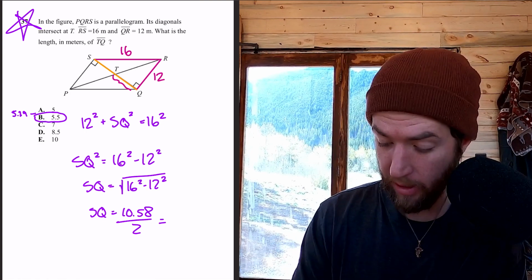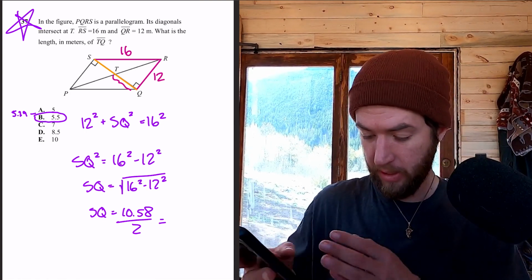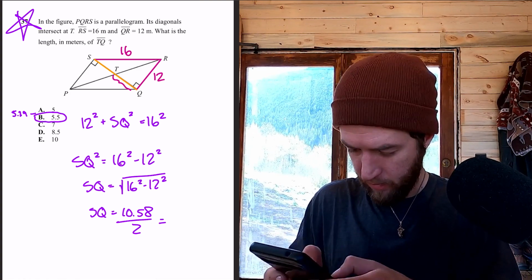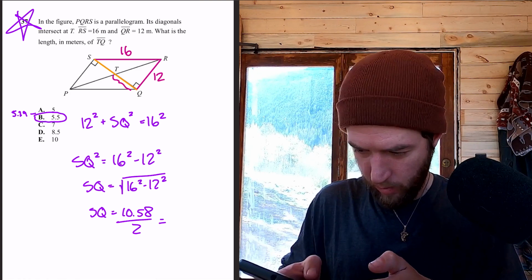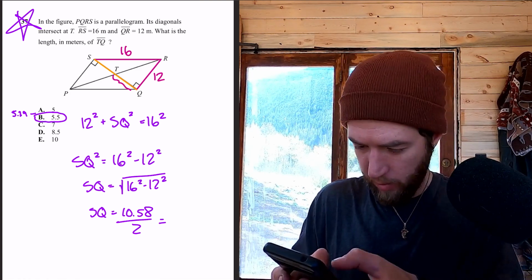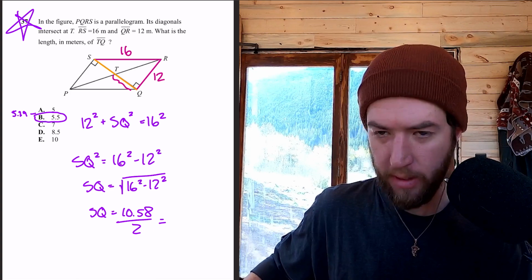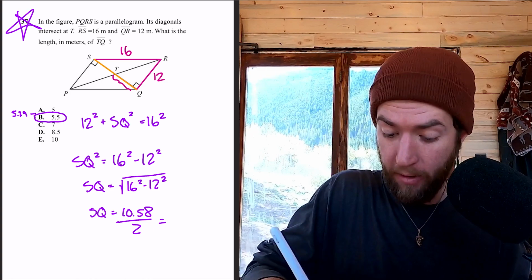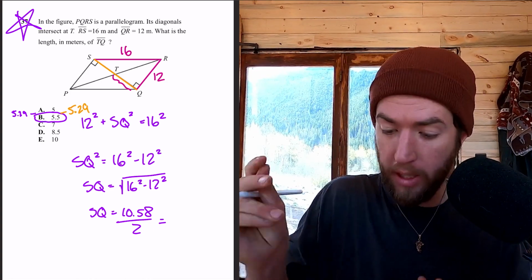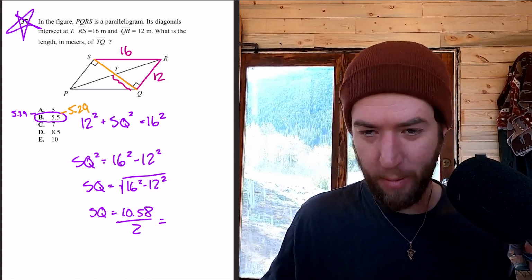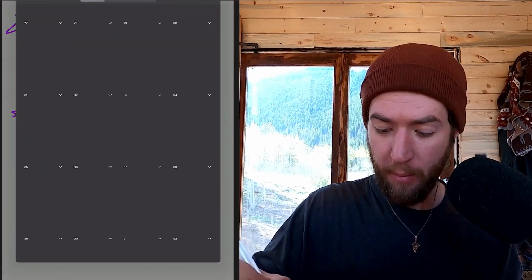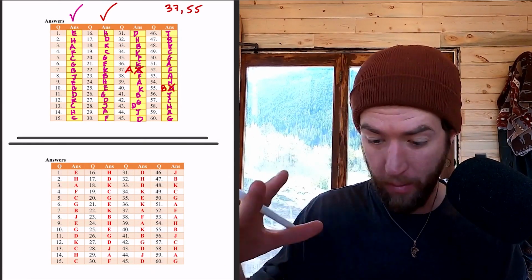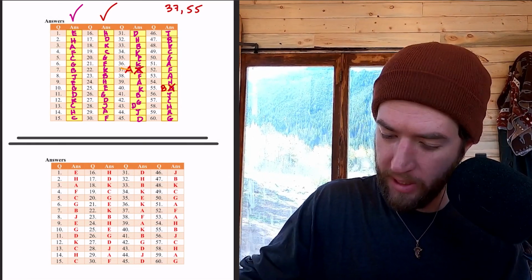I genuinely think they got this problem wrong. Unless, I'm going to double check what 16 squared minus 12 squared is. Let's see. And what's the square root of 112? 10.58 divided by 2. I didn't get this one wrong. They got it wrong. The answer is 5.29 according to their setup. You in the comments can double check me and tell me I'm going crazy, but I genuinely believe that they got the answer or the setup to that problem or something wrong. So I'm awarding myself this credit.